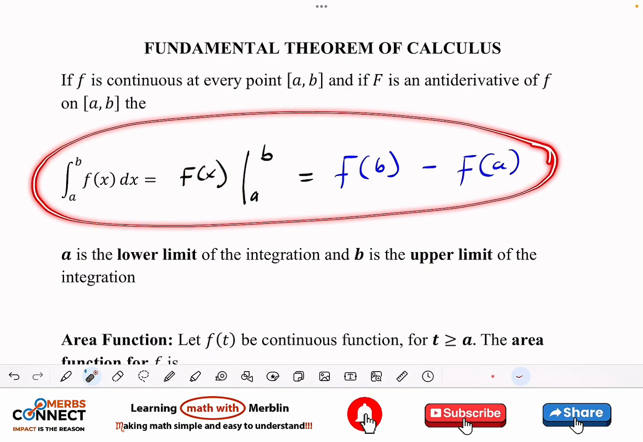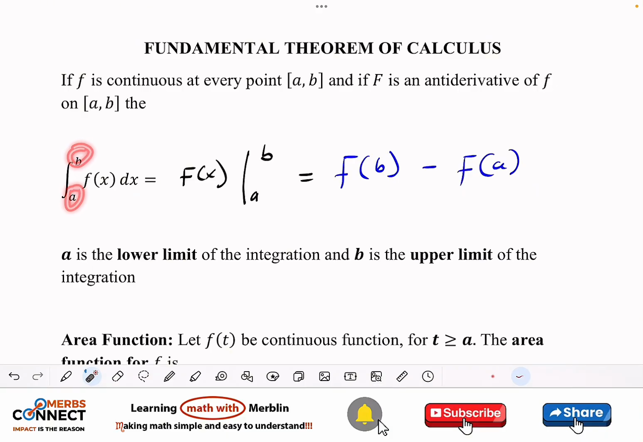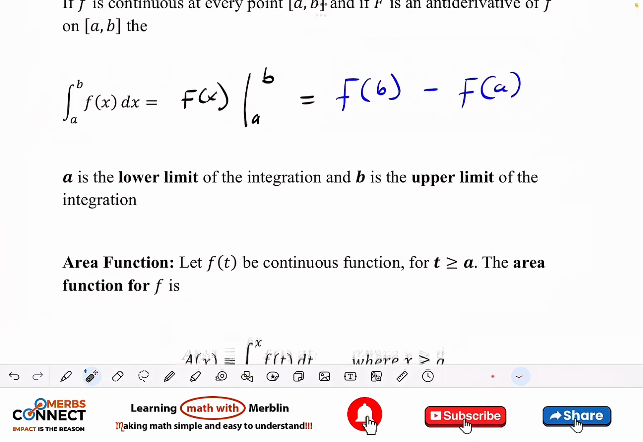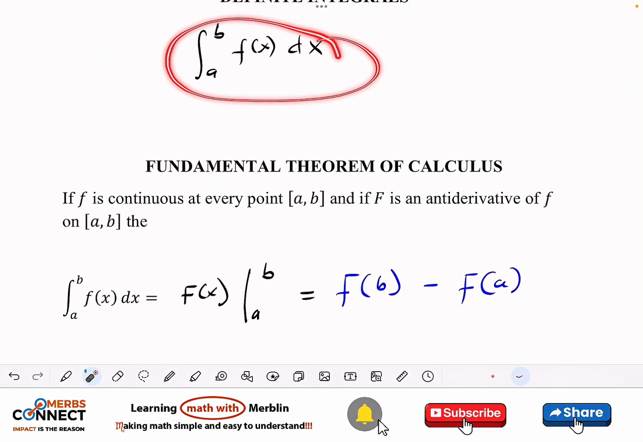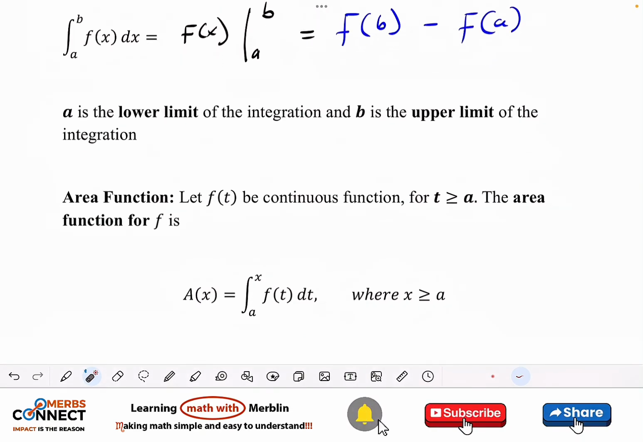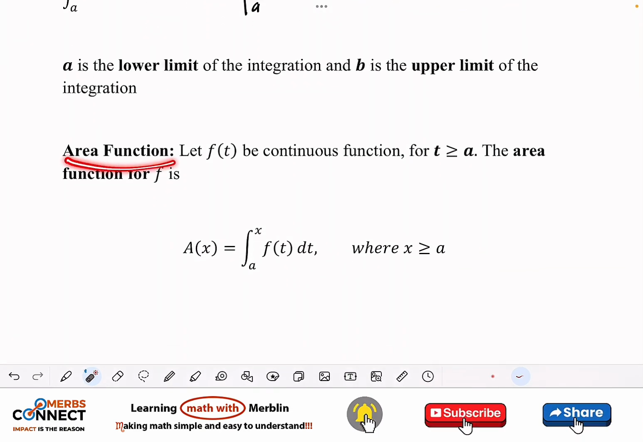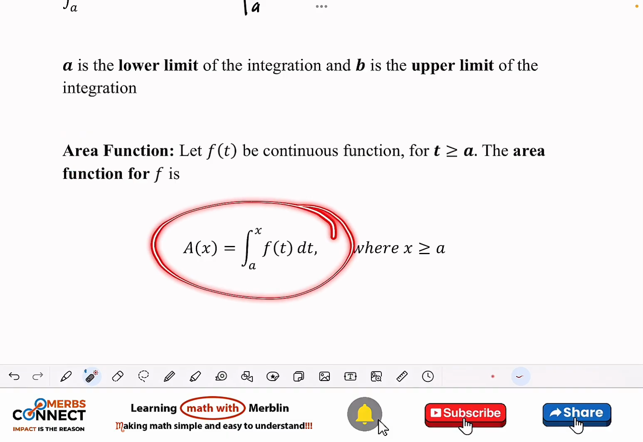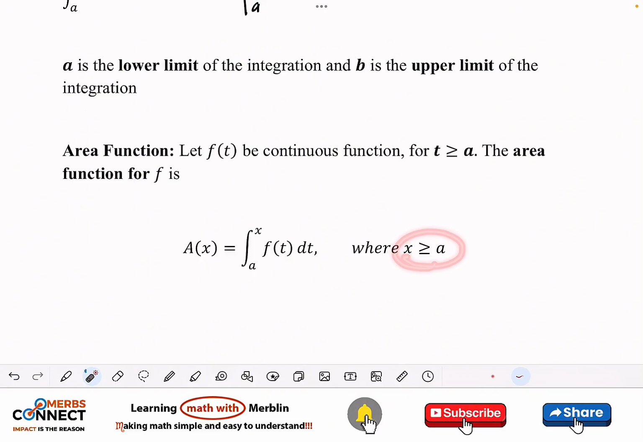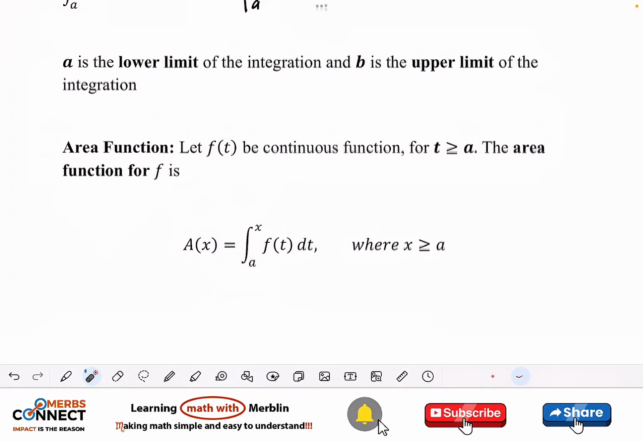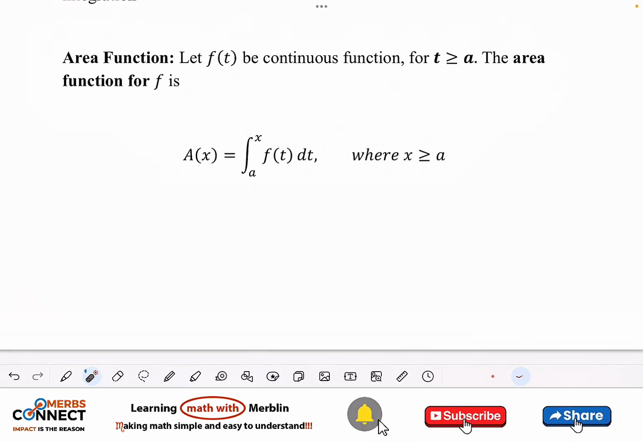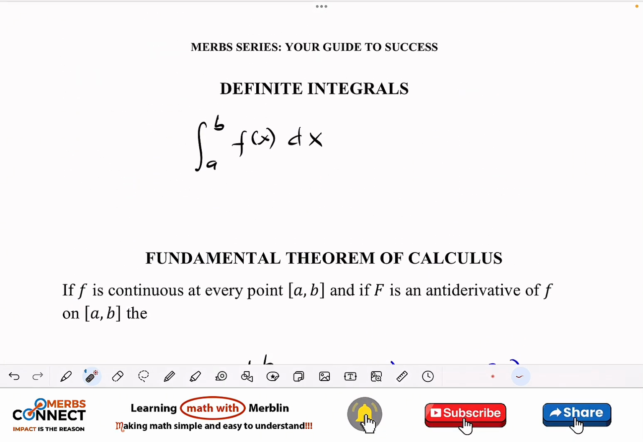Anytime you have a function which has a limit here and a limit here, a is the lower limit and b is the upper limit of the integration. We can also use definite integrals, or the fundamental theorem, to find the area under the curve. So the area function is basically this. When I have a function like this and x is between a and b, then I can find the area of that particular function.